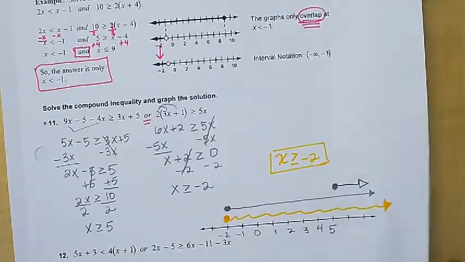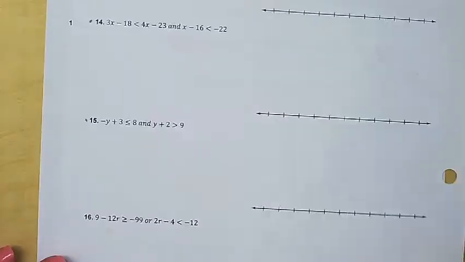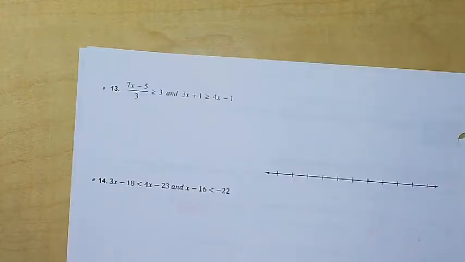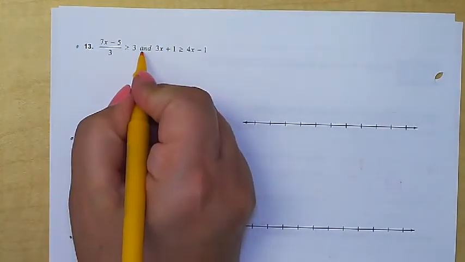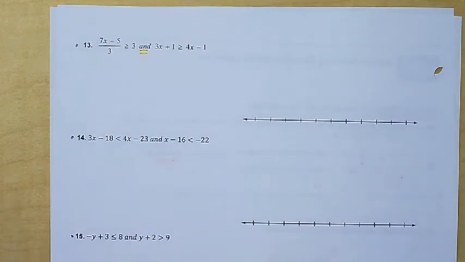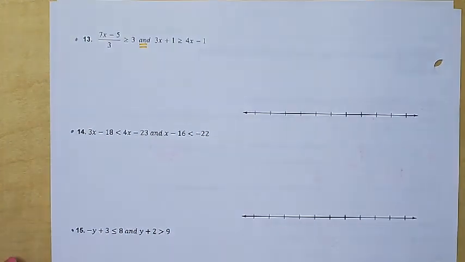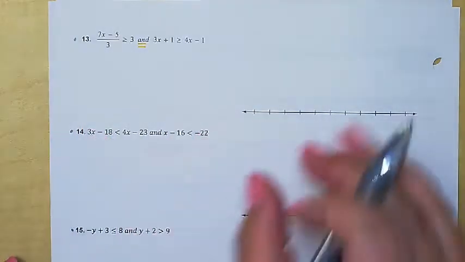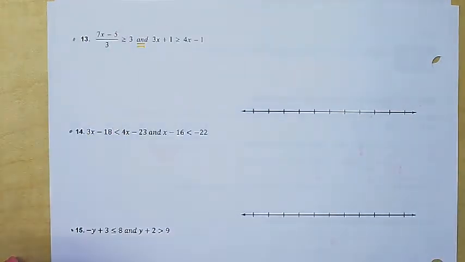All right, let's try another one. Go ahead and switch over to the other side here. Let's try number 13. This is an and statement, so you can see how important it is, as we're interpreting our final answers, to really be aware of what kind of statement we're working with. So this one's an and statement. So we'll solve each one, but my solution set needs to be the region or the set of values that make both of them true. So keep that in mind.